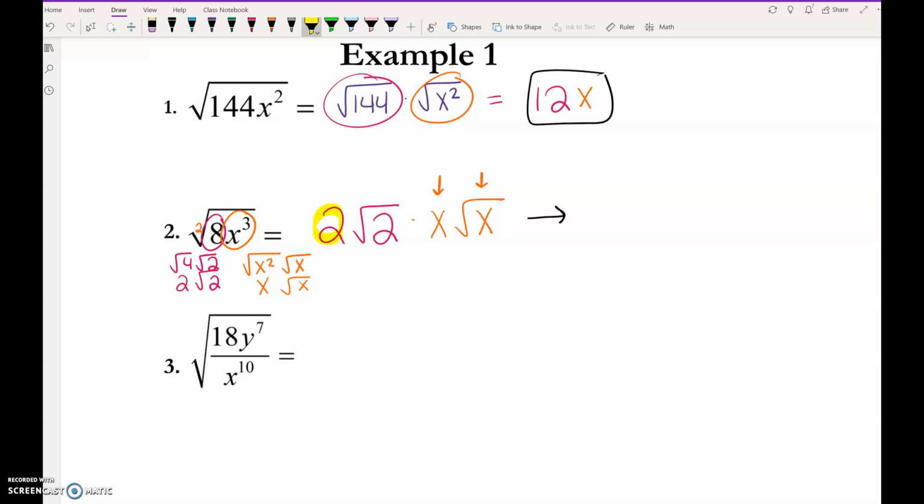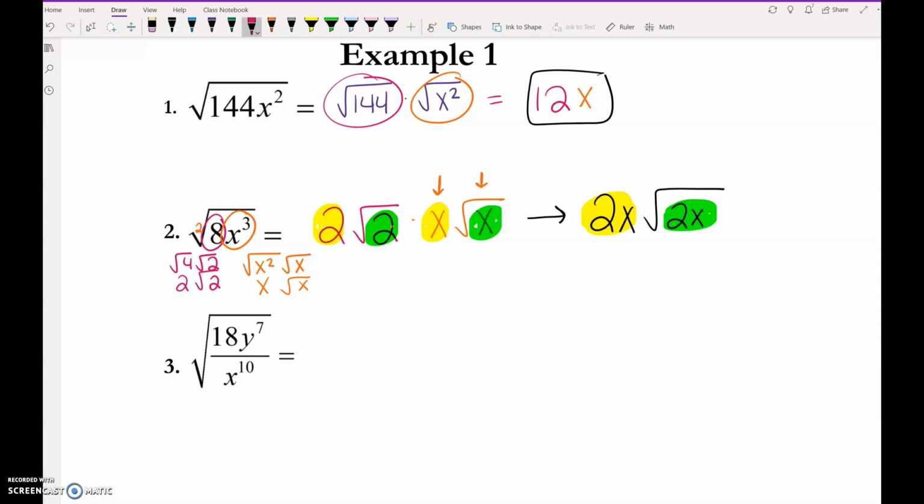You always start with the stuff that is not under a radical, and you do numbers and then letters in alphabetical order. So 2x, then you write your radical, and then you put the stuff that is still stuck under the radical, 2x. So stuff not under the radical, stuff under the radical.